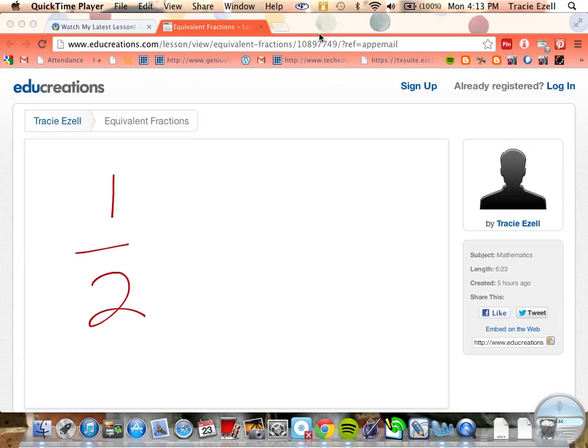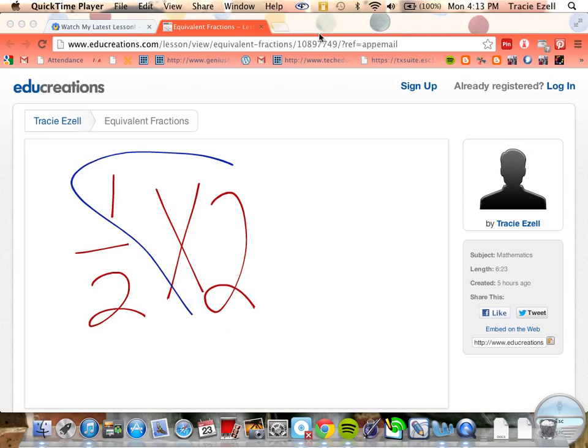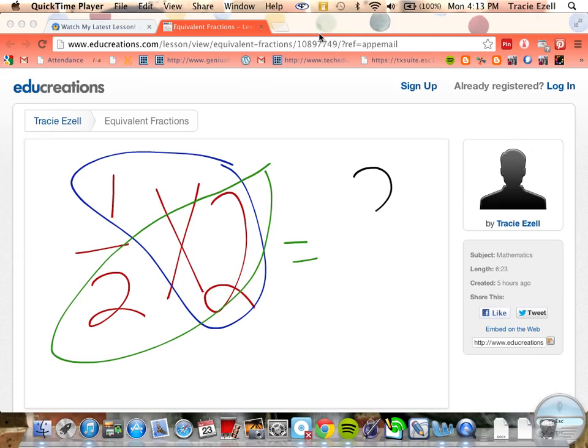Thank you, James. So 1/2 times 2, which means I'm going to multiply the top times 2, and I'm going to multiply the bottom times 2. So 1 times 2 is 2, and 2 times 2 is 4. So you can see that 1/2 is equal to 2/4.